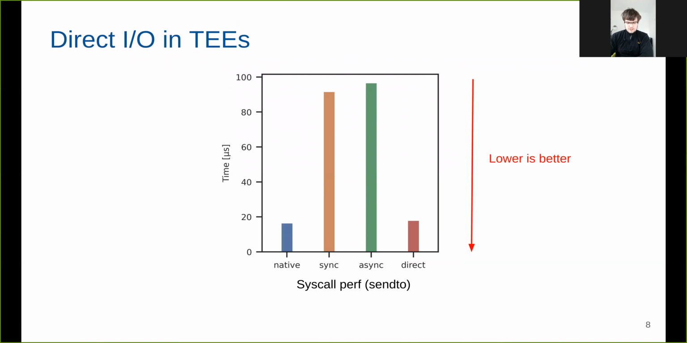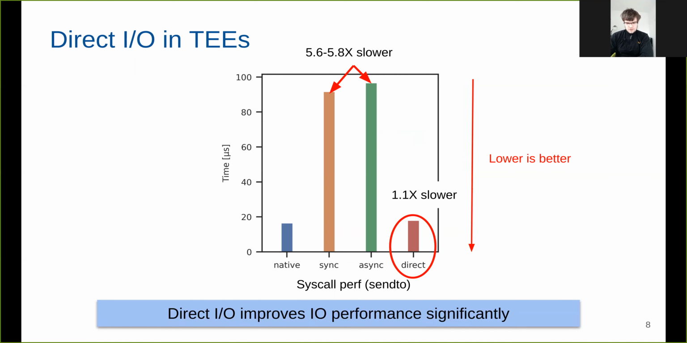Just as a motivation here, we did a benchmark with this setup. You can see here on the x-axis 4 different setups, and on the y-axis the time. We have the system call sendto, and we implemented both synchronous and asynchronous system calls as well as direct I/O, where you directly access the hardware. You can see that synchronous and asynchronous system calls are slower than the direct version. So we can gain performance from having this approach in place.